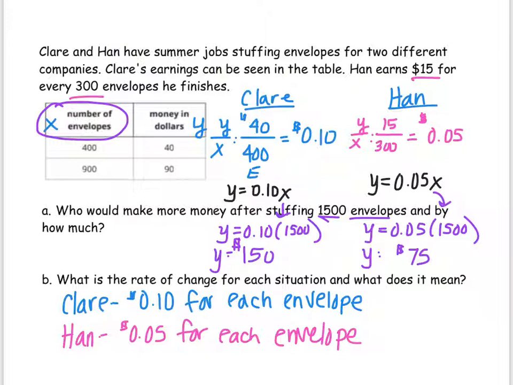So who makes more? Claire, by, because it's asking by how much. To figure that out, I do 150 subtract 75, and I get 75. So she makes more. Claire makes more by $75.